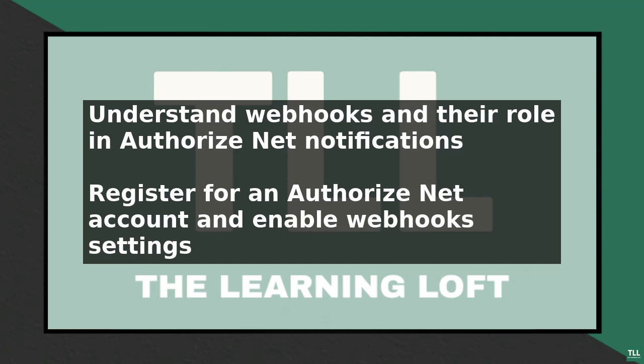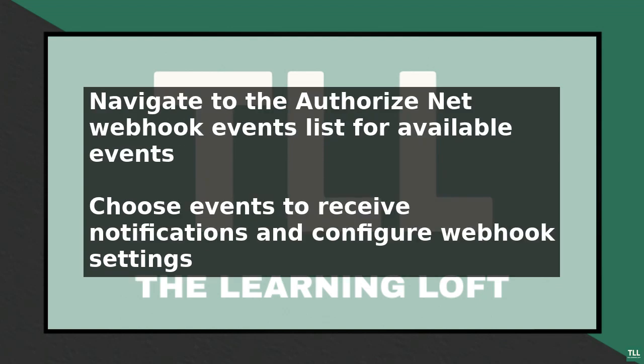Next, navigate to the Authorize Net Webhook Events List, which provides a comprehensive list of available events that can trigger webhooks. These events include payment notifications, transaction updates, and customer information changes. Choose the events you want to receive notifications for and configure your webhook settings to include the URL where you want to receive the notifications. Ensure the URL is secure and can handle the webhook payload.